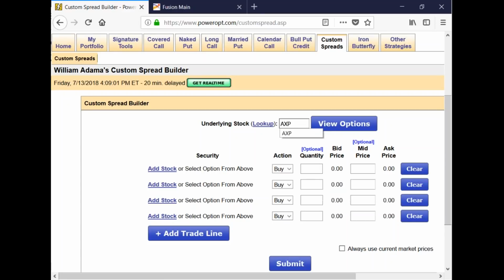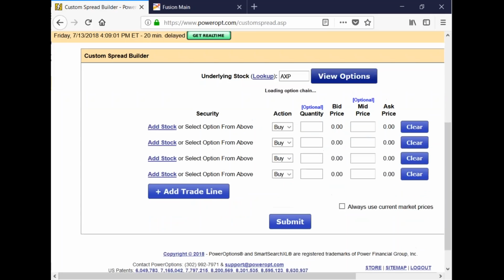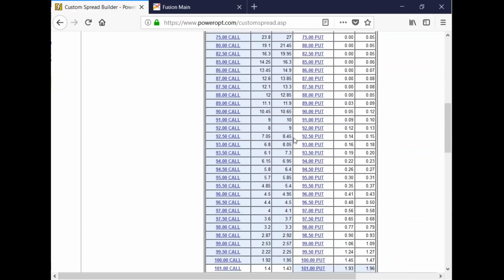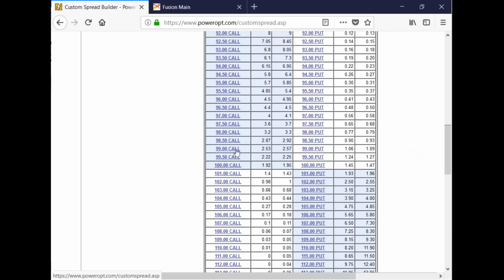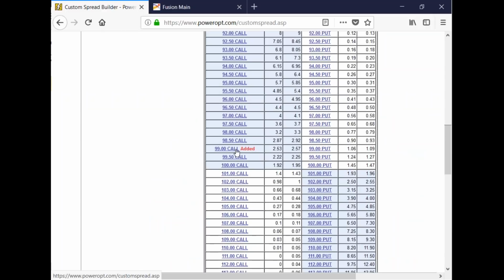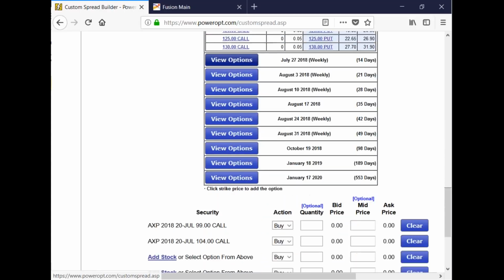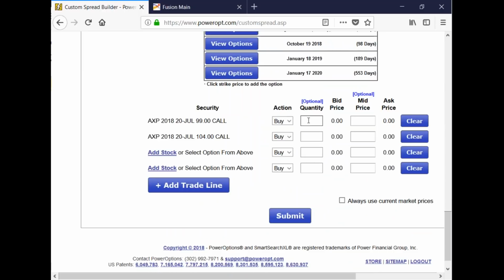For the AXP position, I'm going to go to the view options here for the July 20th expiration. What Khokon did a while ago was purchase a 99 call for about 263 and sell a 104 call for 55 cents. So this typical structure is a bull call debit spread. It's got about a 5-point difference.